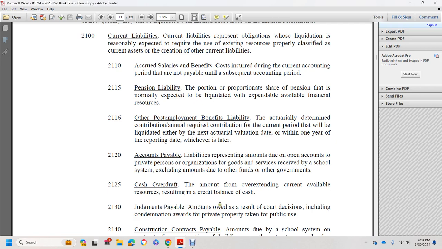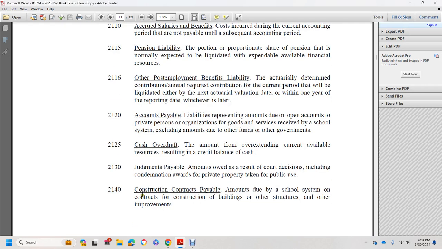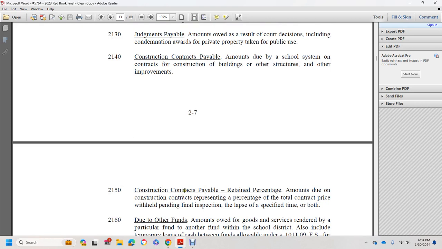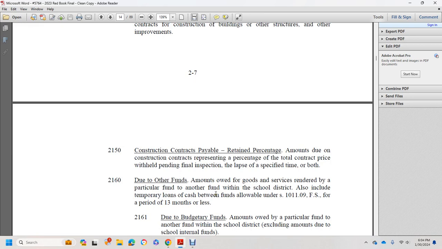2130. Judgments payable: amounts owed as the result of a court decision, including condemnation awards for private property taken for public use. 2140. Construction contracts payable: amounts due on contracts for construction of buildings, other structures, or other improvements. 2150. Construction contracts payable, retained percentage: the amount due on a construction contract representing the percent of the total contract price withheld pending final inspection, lapse of a specified time, or both.